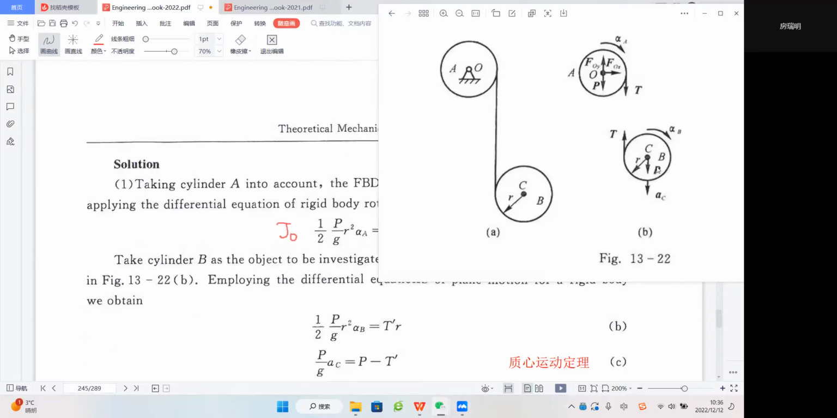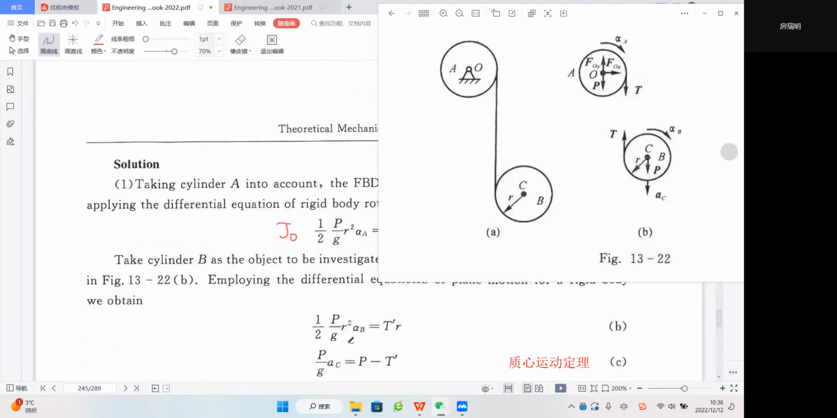So we have half M R squared, which is JC of cylinder B, times alpha B, which will equal the action forces' moment sum to C. So once again, because P will have no moment to C, then we only have T. And this time T times R also has the same moment direction as the direction of alpha B. So we have half PG R squared alpha B equal T prime R. Actually, T prime magnitude will just be the same as T, right?